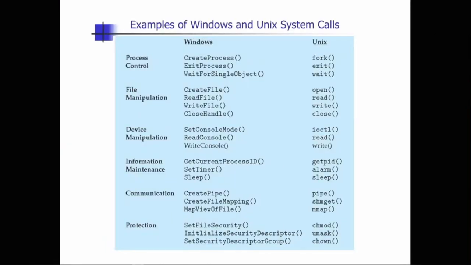On the slide, we see examples of Windows and Unix system calls for each of those types of system calls. This is mainly for your reference. Note that we are going to look at fork, exit, wait, and exec Unix system calls in this lecture in the next part.